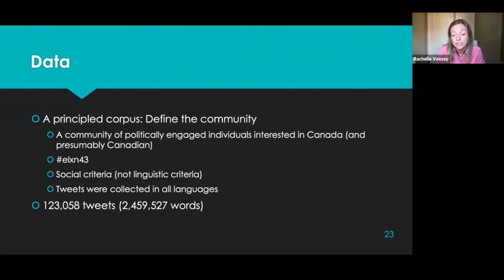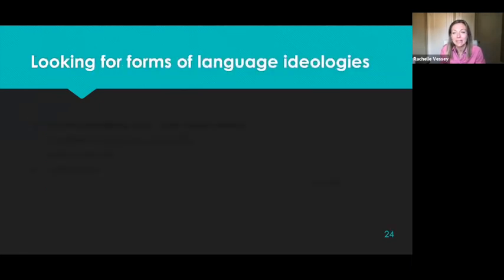And for me, that was really important because in Canada, the social at the national level does not map onto the linguistic. So I wasn't just looking at English and French either, I was looking at tweets in all languages. A very modest sized corpus, only 2.4 million words. So I think that's almost respectable, but not by any means something large by corpus standards these days.